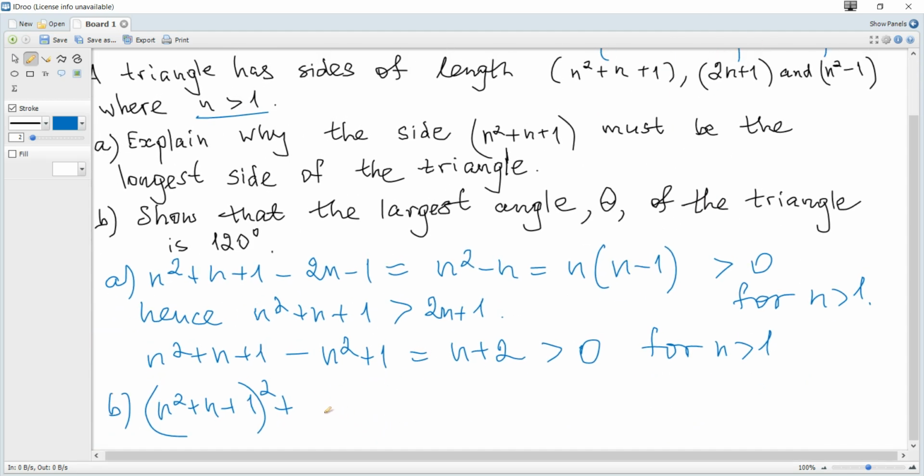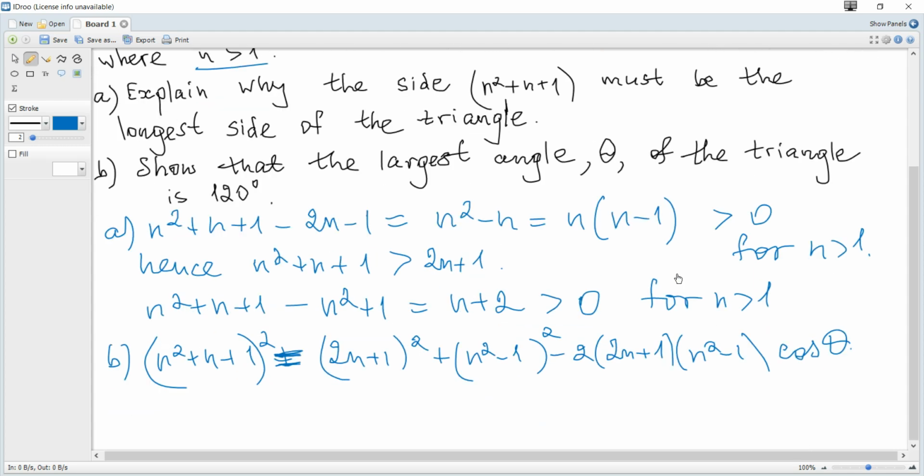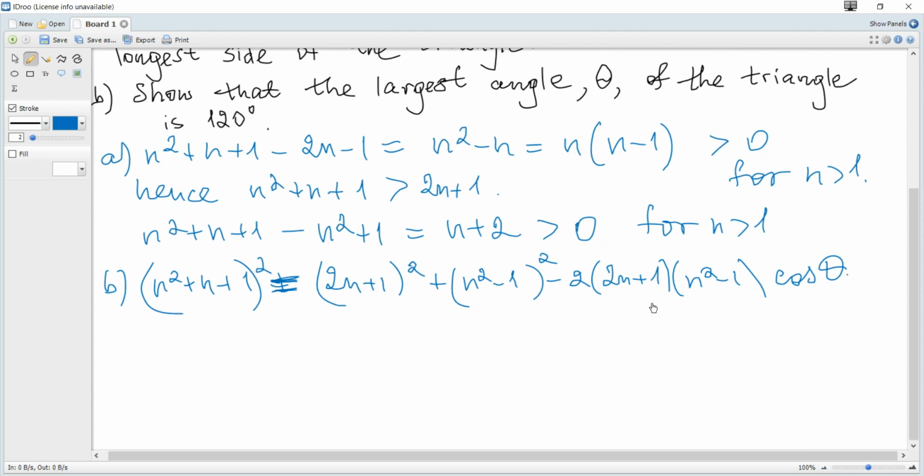So side squared is equal to the sum of squares of the two other sides, so it's 2n plus 1 squared plus n squared minus 1 squared minus 2 times these sides, 2n plus 1 times n squared minus 1, and times cosine of the angle between them. And we need to show that theta is 120 and cosine of 120 is minus a half. So finally we should get that cosine is minus a half.